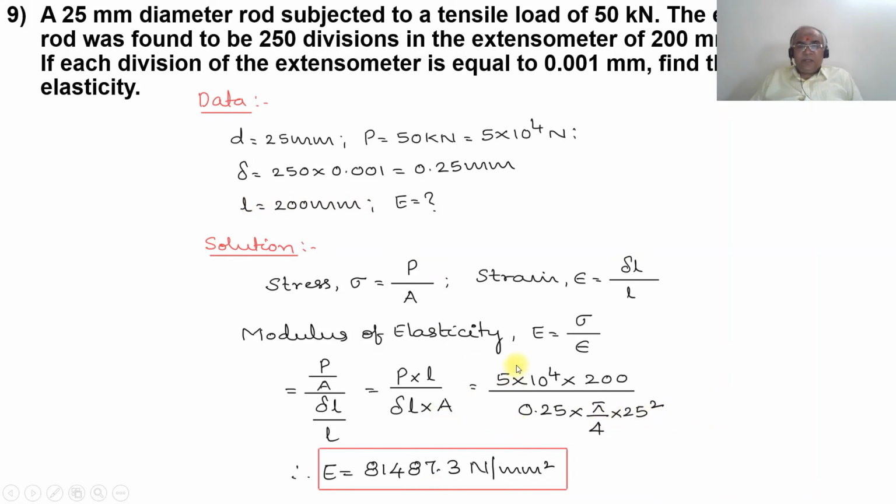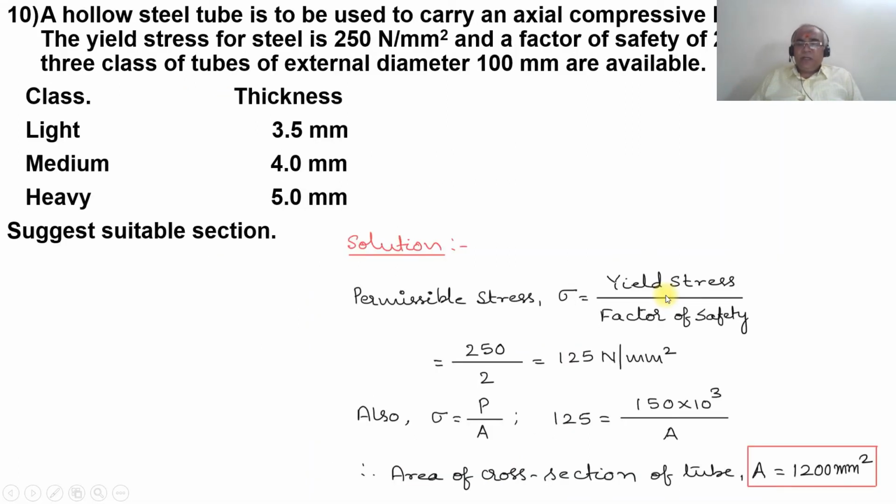So on simplification, you are going to get E equal to 81487.3 Newton per mm square. So this is how you will be able to find the modulus of elasticity. So we are going to take up one more problem, problem number 10.